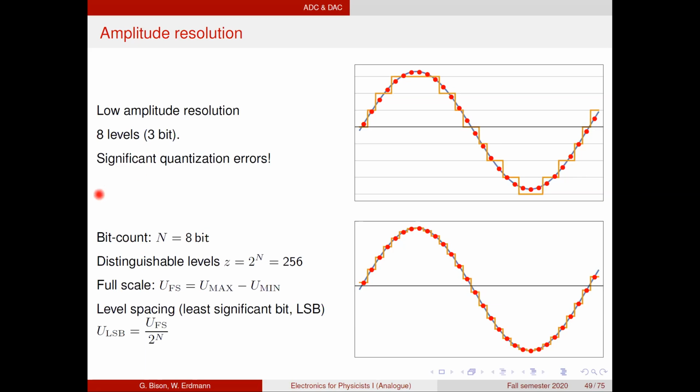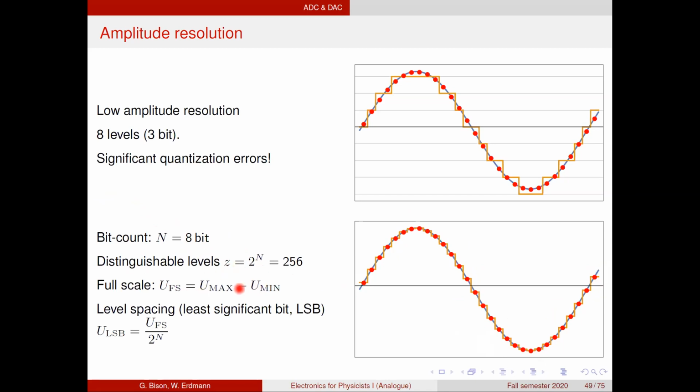And it can be significant if you have a low bit resolution. Now, of course, you can buy ADCs with much higher resolution. For example, if we have 8 bits, then already with the resolution of my screen here, the signal looks much nicer and we get much smaller digitization errors. The number of distinguishable levels is 2 to the n. So for n equals 8 bits, we get 256 different levels.